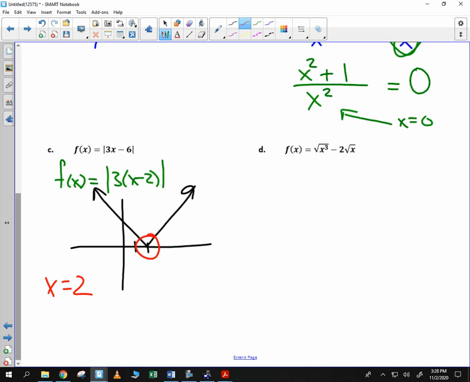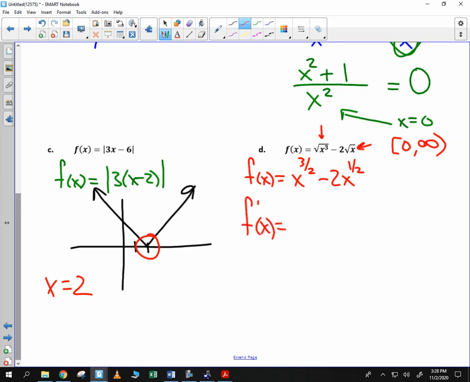Next one, a little bit trickier. You can take the cubed root of negatives, but you can't take the square root of negative numbers. So therefore, my domain is from 0 to infinity. When I take the derivative, I'm first going to write the function as x to the 3 halves minus 2x to the 1 half. So the derivative is 3 over 2 x to the 1 half, minus, if you drop the 1 half, we will have 1 over x to the 1 half. The 2's will cancel.